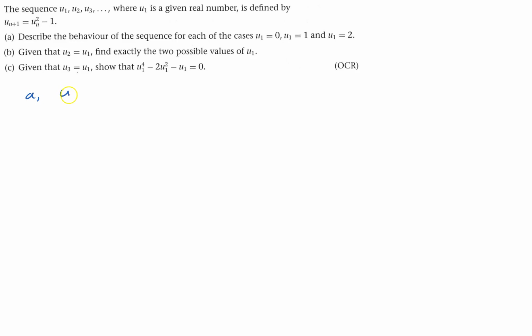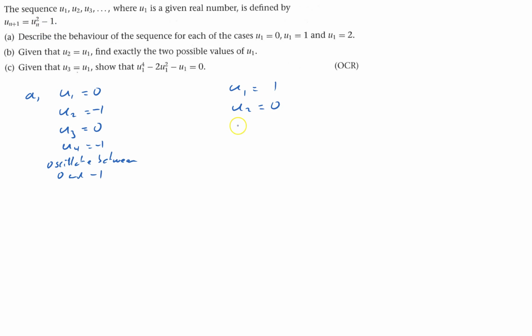So u1 equals 0. So u2 will be 0 squared, which is nothing, take away 1 is -1. And then u3 is -1 squared, which is +1, take away 1 is 0. And then u4 is going to be -1. And that will oscillate sort of between 0 and -1.